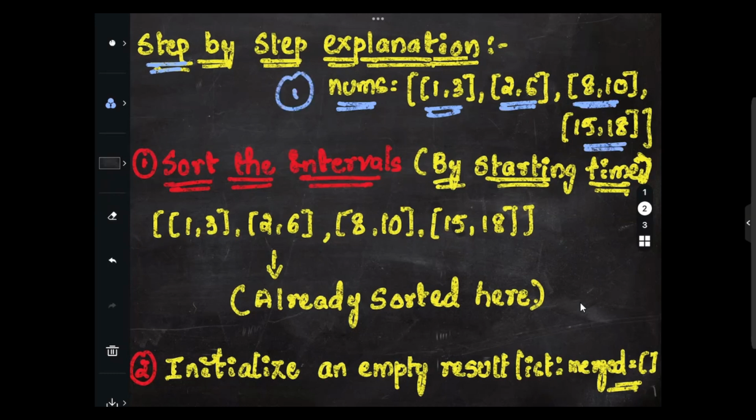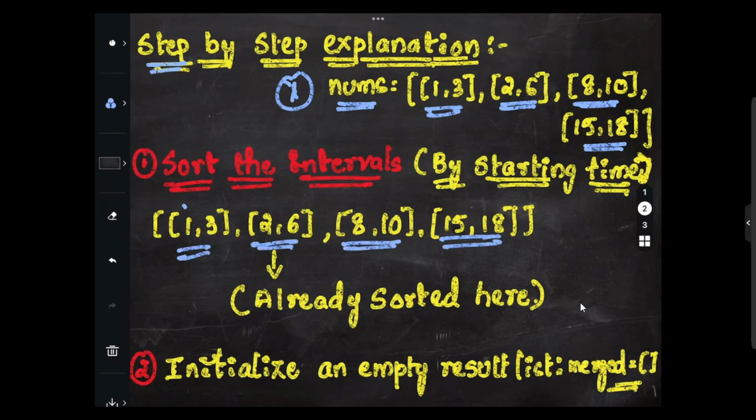First we will sort the intervals. For this particular example, this is already sorted, right? But we still need to sort because we are going with other test cases as well. This is not the only test case. In this case, it is sorted: 1, 3, 2 comma 6, 8 comma 10, 15 comma 18.